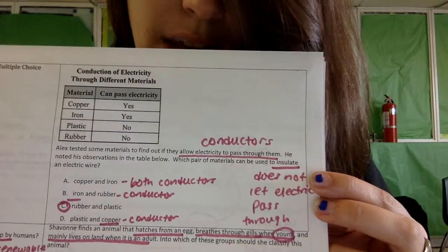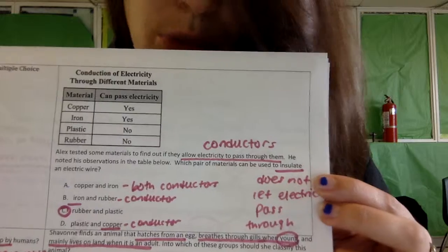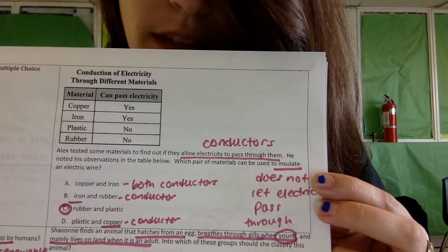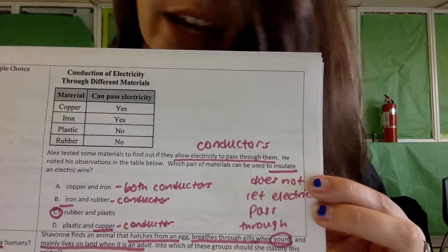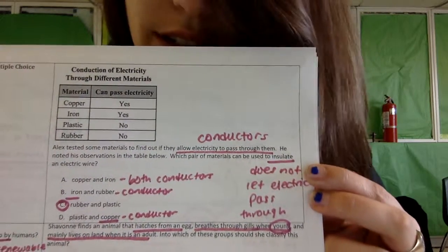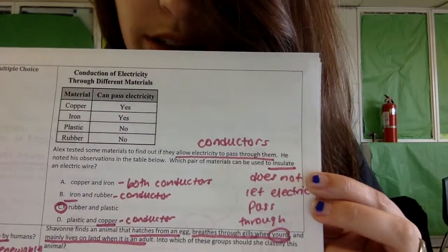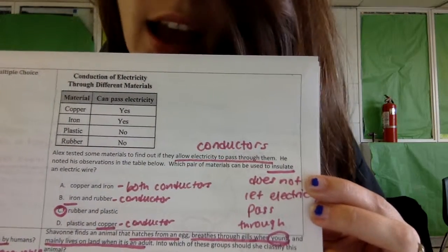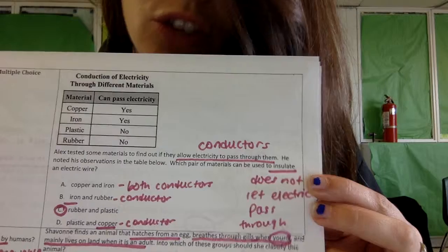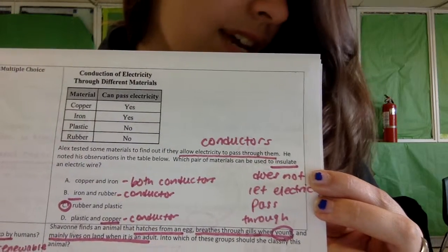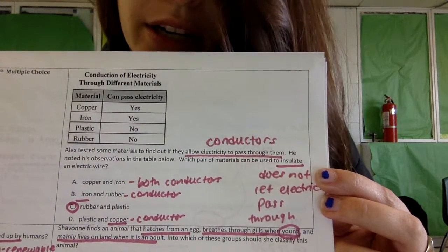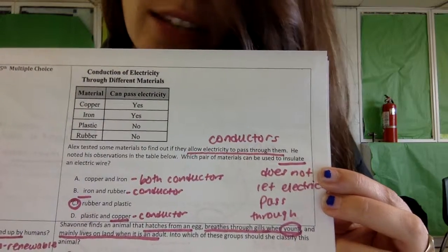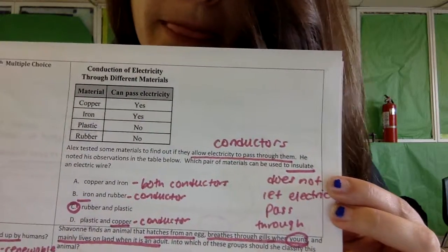Answer choice A says copper and iron. I know those are both conductors, and so those can't be the answer. Answer choice B says iron and rubber. I know that iron is a conductor, so it doesn't matter that rubber is an insulator. Answer choice C says rubber and plastic. I know that both of those are insulators. Just to be sure, I'm going to check answer choice D, which says plastic and copper. I know copper is a conductor, so that can't be our answer. So our best answer choice is answer choice B.